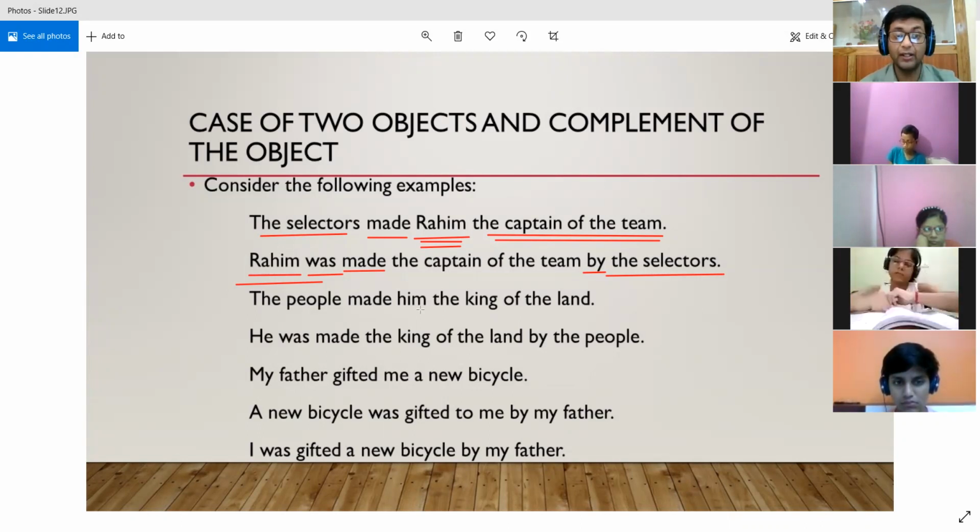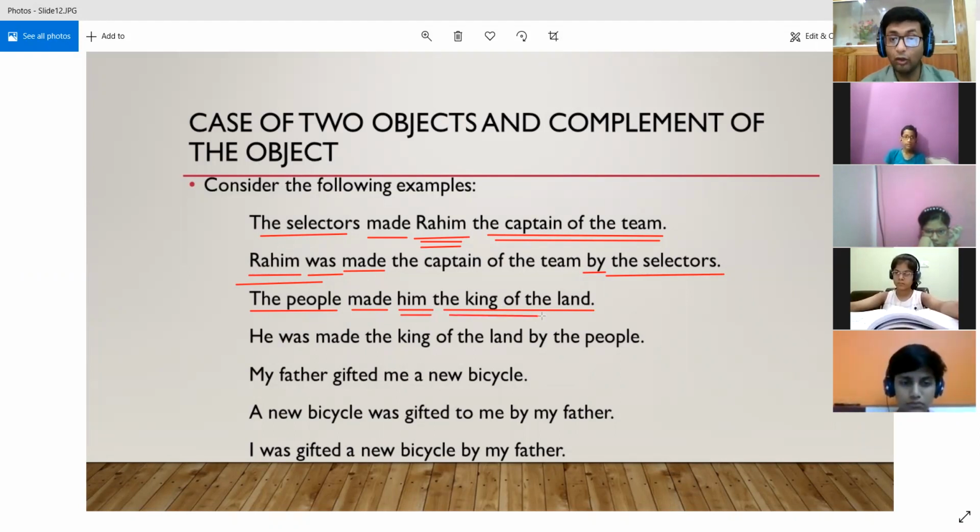The people made him the king of the land. So the people present over here is the subject, right? And again, made is the main verb and him is the object. So the people made him what? The king of the land. So this is another detail that we are providing about the object him, right? That he has been made the king of the land. So again, there is some extra information regarding the object him.